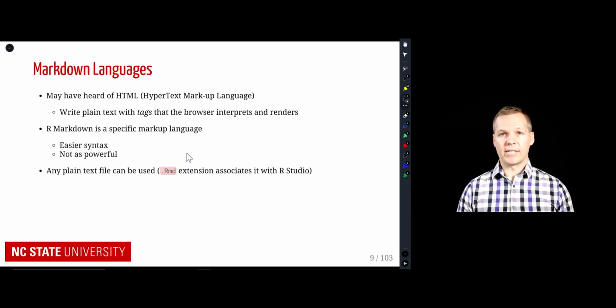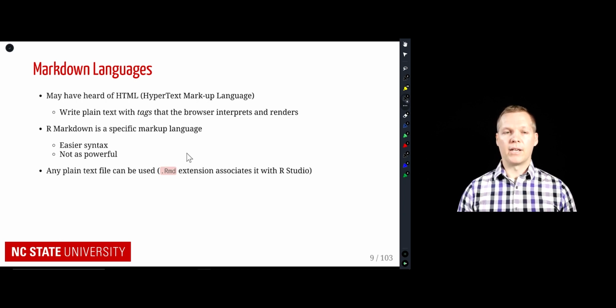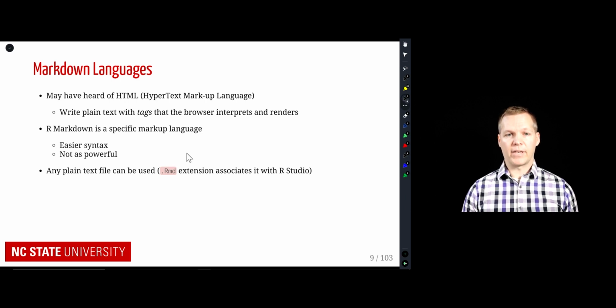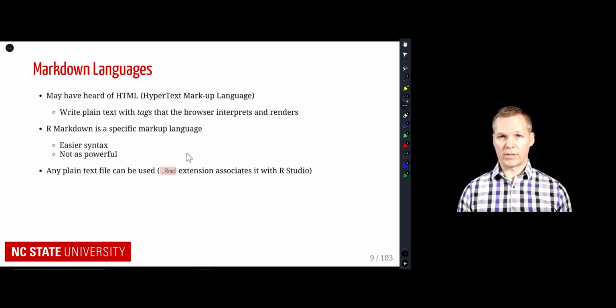Well, R Markdown is a specific markup language, which means that you're still just going to be writing plain text. You're just going to be putting different formatting symbols within there. And so it has a lot easier syntax than something like HTML. But since it's an easier syntax, generally speaking, you can't do quite as much easily. You can actually write HTML code, though, within Markdown, which is really nice, as long as you're producing an HTML document at the end. And so any plain text file that you write can be used as a Markdown as an R Markdown document.